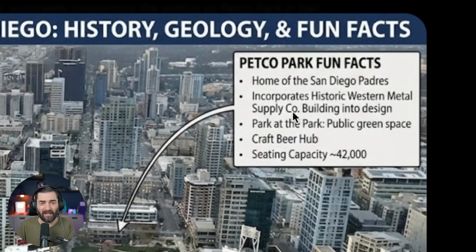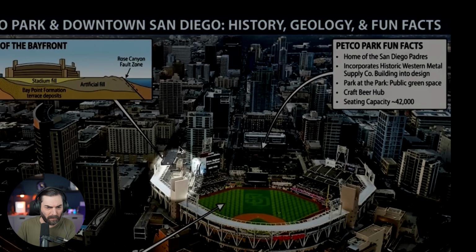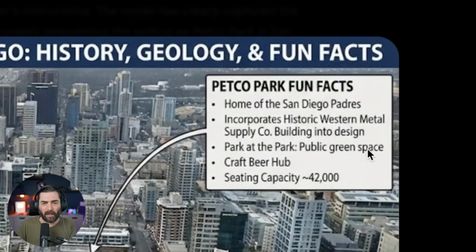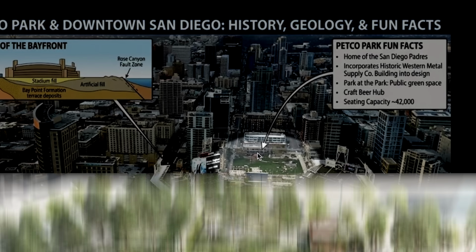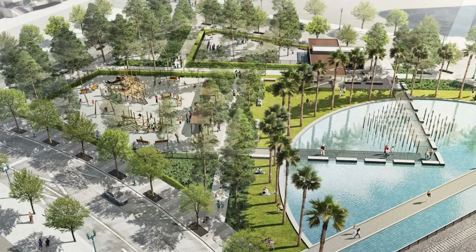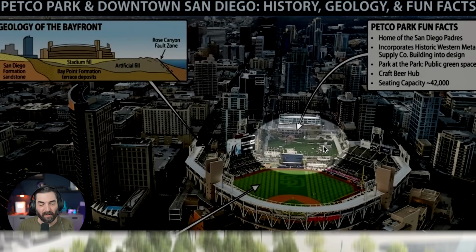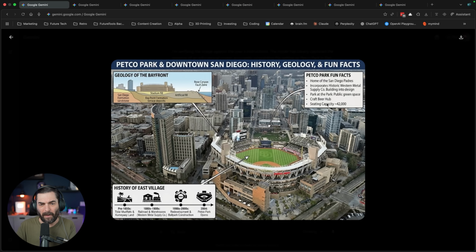Facts. It's the home of the San Diego Padres. Incorporates historic Western Metal Supply Company building into design. That's definitely true. The Western Metal building is right here in the stadium. They've got the park at the park, which is a public green space. That's this whole green area here. This is actually an older photo. They've remodeled the park at the park. There's actually like a bridge here now that wasn't here in this photo, but that's correct. Seating capacity 42,000. Sounds roughly correct.